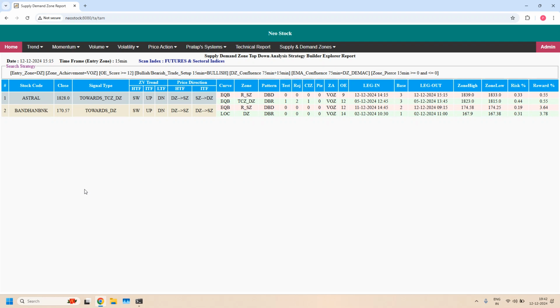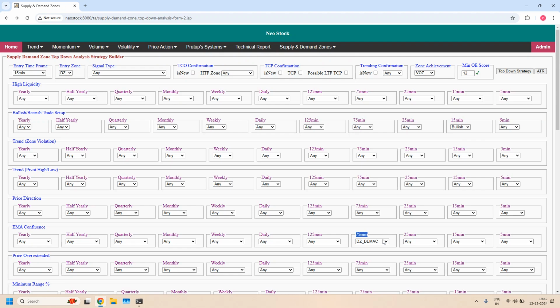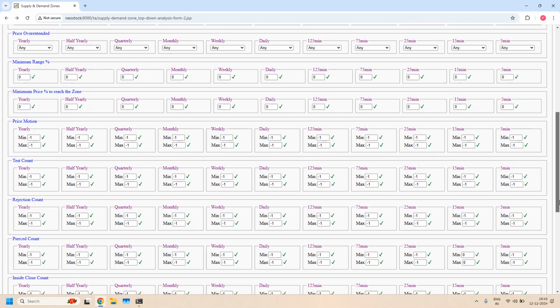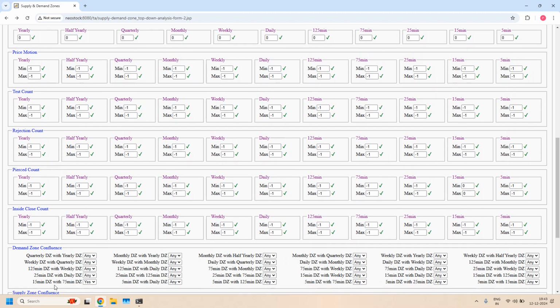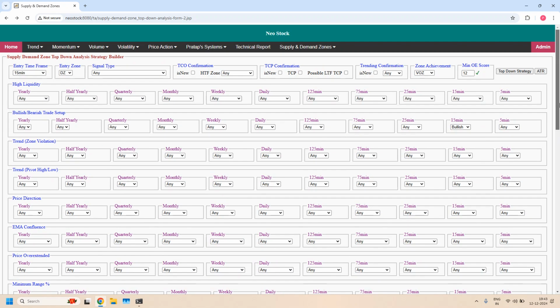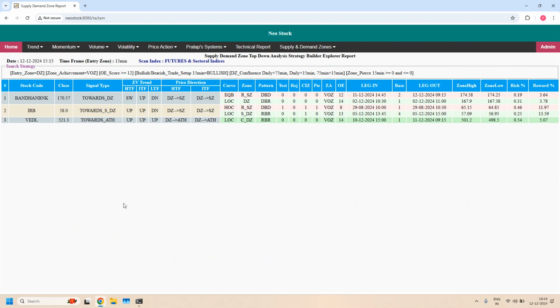Next filter is LTF, ITF and HTF demand zone confluence. I am removing EMA filter. So in the demand zone confluence, we need to set 3 filters. First filter is already enabled, that is 15 minutes demand zone with 75 minutes demand zone confluence. Second filter is a 15 minutes demand zone with daily demand zone confluence. Third filter is 75 minutes demand zone with daily demand zone confluence. With all the 3 filters, LTF, ITF, HTF demand zone confluence, we got 3 stocks.